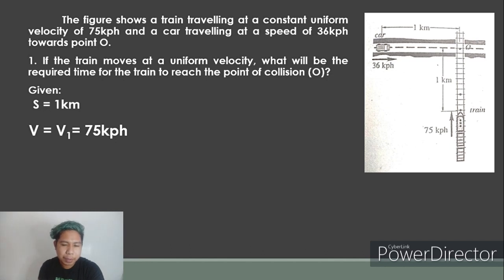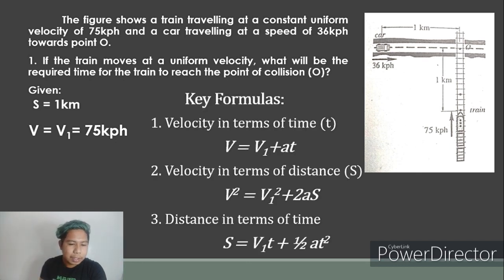So simula nung tumakbo yung train, 75 kilometers per hour na yung speed niya, hanggang sa tuloy-tuloy yun maintain niya yung 75 kilometers per hour. Kaya nagkataon na si V final ay equal sa V initial. So balik na dun sa ating key formulas. Ang hinahanap natin ay time ng train na makarating siya doon sa point of collision. Since walang acceleration yung train, so kick out agad si formula number 1. Kasi kapag ang formula number 1 ang ginamit natin, automatic, masisiro agad yung time.